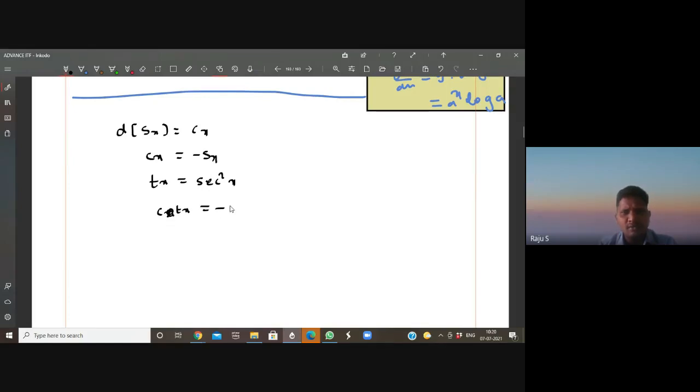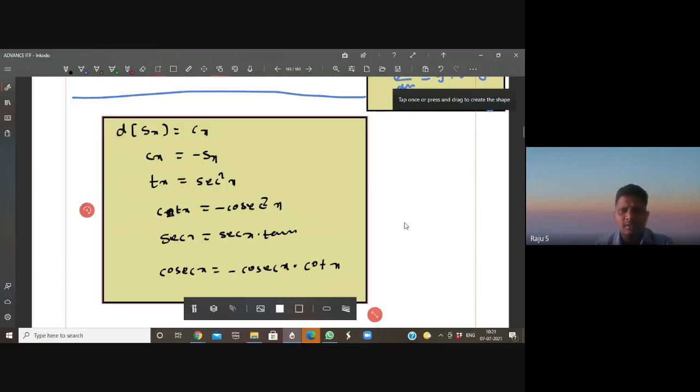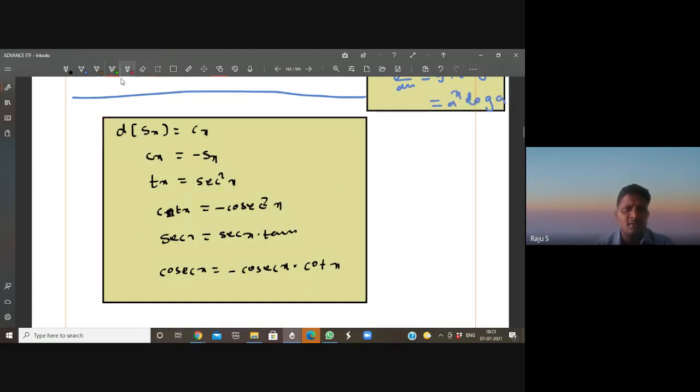Cot x will be minus cosecant square x. Okay, secant x will be secant x tan x. Derivative of secant x is secant x tan x. And cosecant x is minus cosecant x cot x. Okay, remember these formulas, because derivatives, the inverse process of integration, play a very important role. If you remember the derivative formulas, then integration becomes easy. Okay, these are the derivatives, and I told you a shortcut method to remember this.